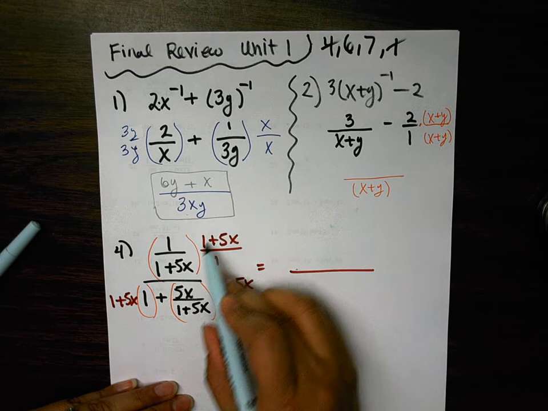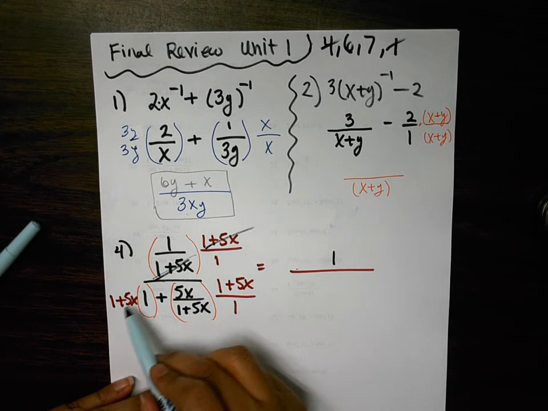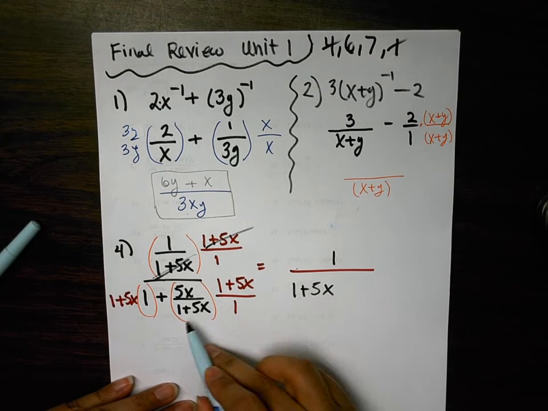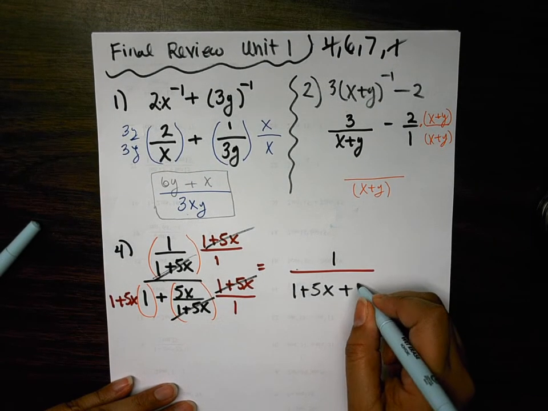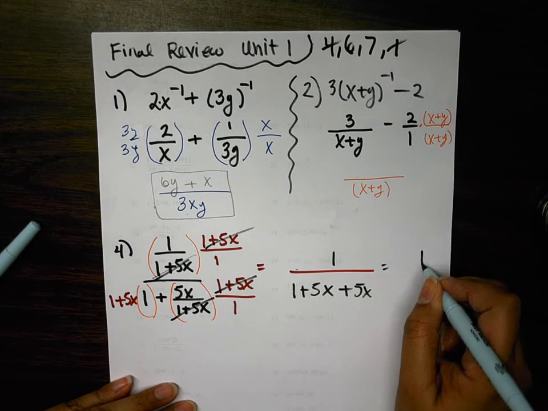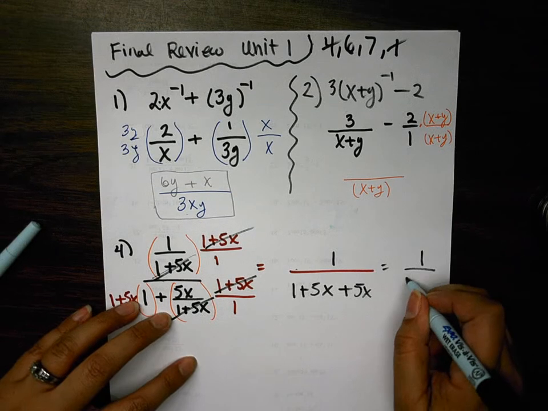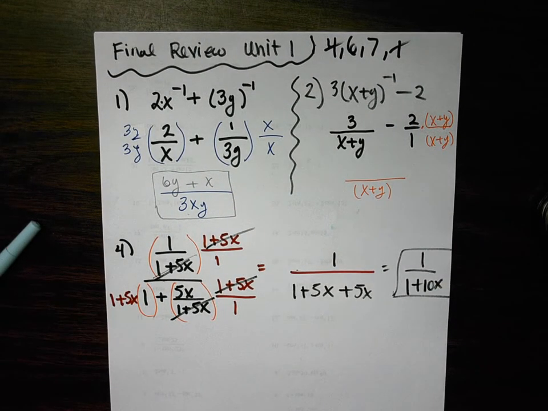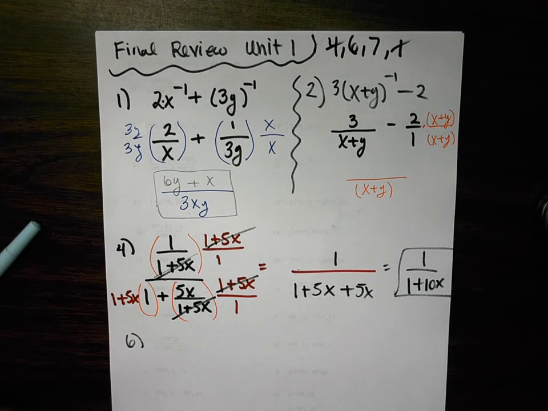All right, first fraction, top. What reduces? Everything. What does that leave me with at the top? 1. Okay, here nothing reduces. Distribute your 1. It's 1 plus 5x. Here, what reduces? There, and what am I left with? Plus what? So what is my final answer? 1 over what? 1 plus what? 1 plus 10x. Questions on number 4?